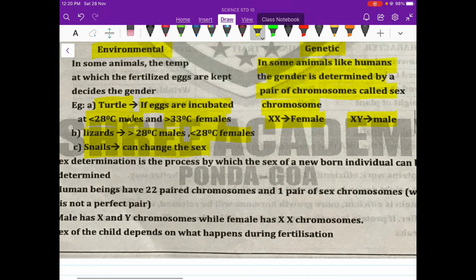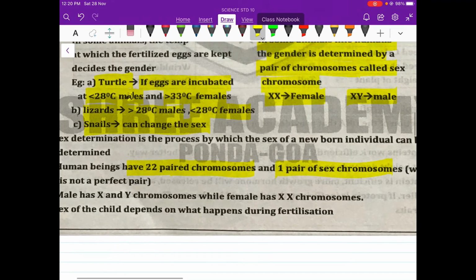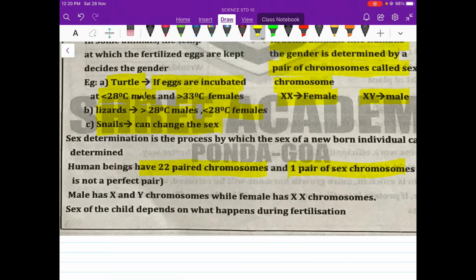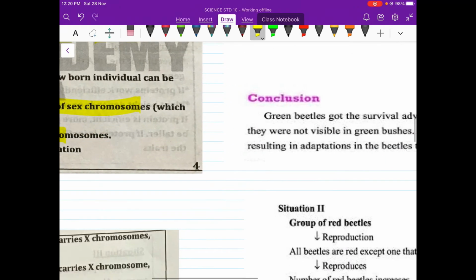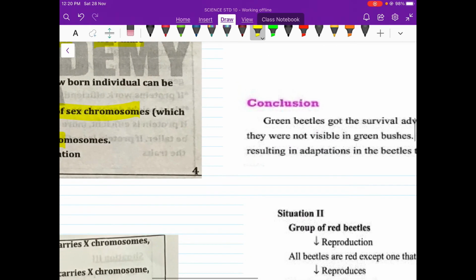Now, what happens is humans, as I have told you, have 22 perfect pairs and one pair of sex chromosomes which are not perfect. So, male, as I told you, has X and Y options, whereas female has only X options. Now, how does it go? Now, this is like this.